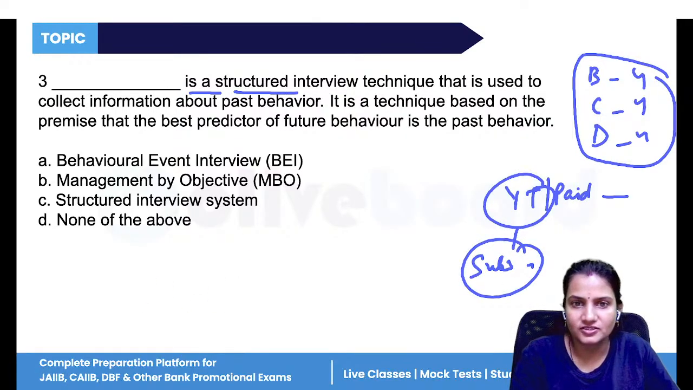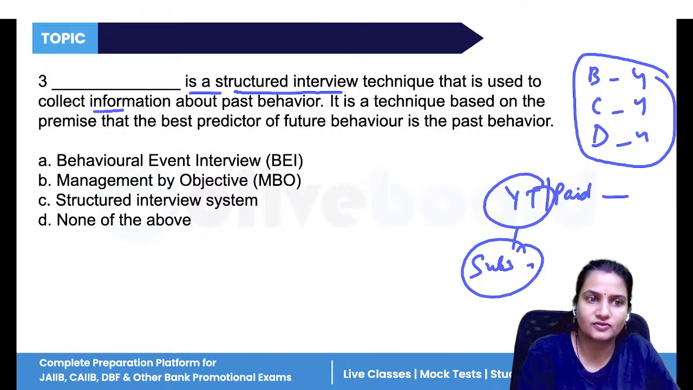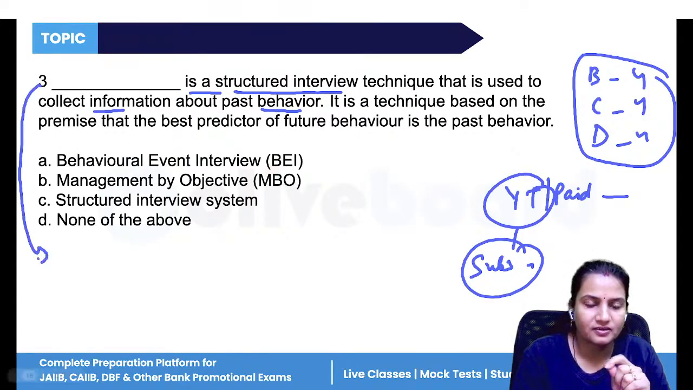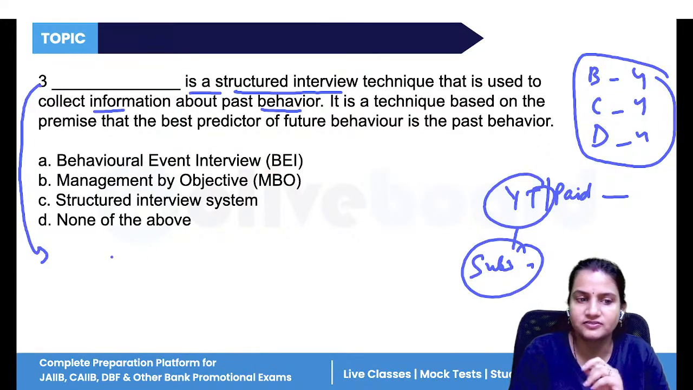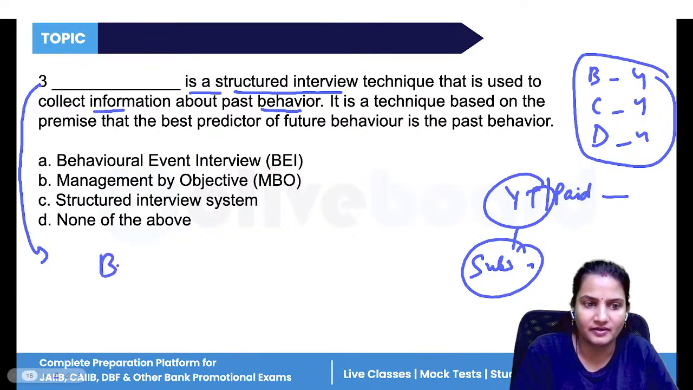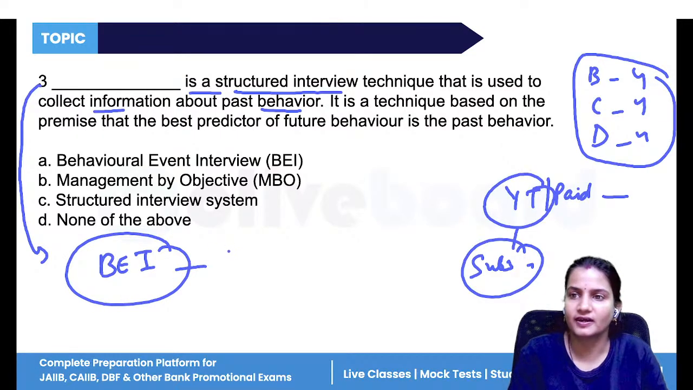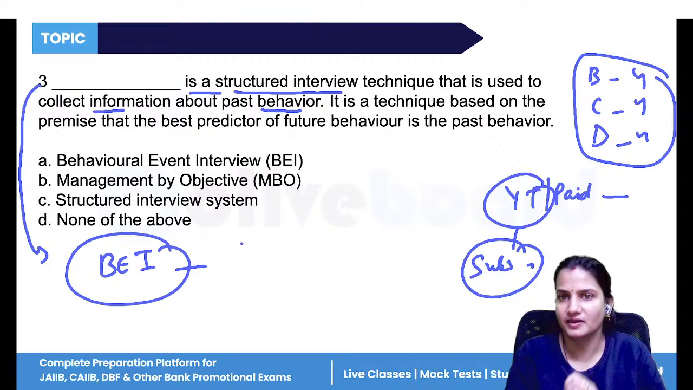Dash is a structured interview technique that is used to collect information about past behavior. Now, if I say from which topic this question is asked, it is asked from your behavioral event interview. This is a type of interview conducted to analyze your past behavior.